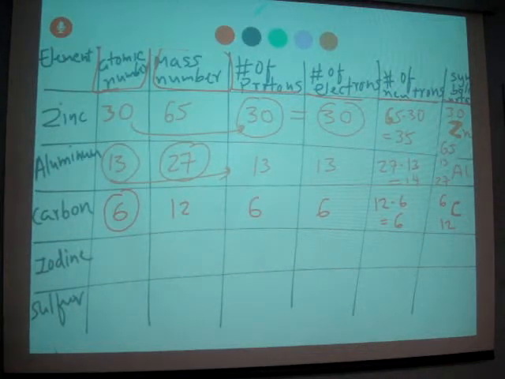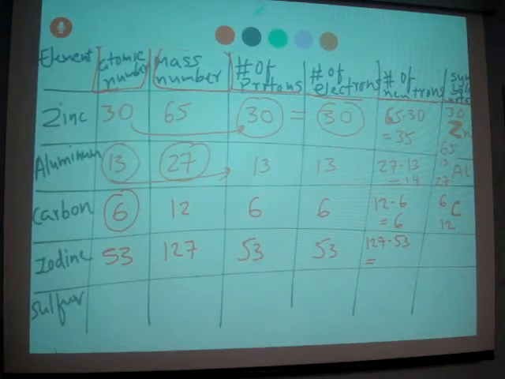Now we are going to talk about iodine. The iodine atomic number is 53. When you look at the periodic table, you can find 53. Atomic mass is 127. The number of protons is 53, the number of electrons is 53, and we need to calculate the number of neutrons, 127 minus 53.